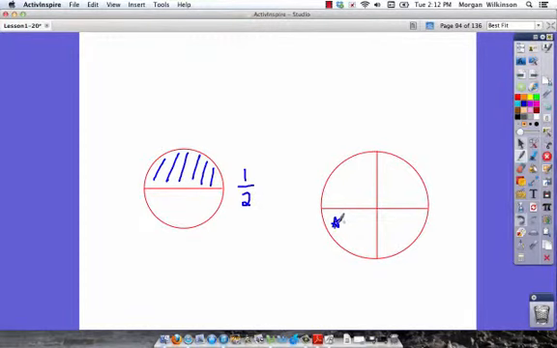Now if I put stars in the next circle, and I'm just going to put them in this piece of this circle, what fraction of the circle would have stars in it? Well, we can see there's 4 pieces, only one has stars, so 1/4 of our circle would have stars in it. Okay? And we can write fractions just like that.